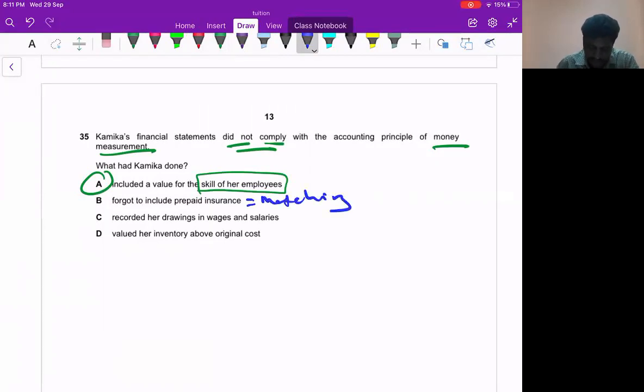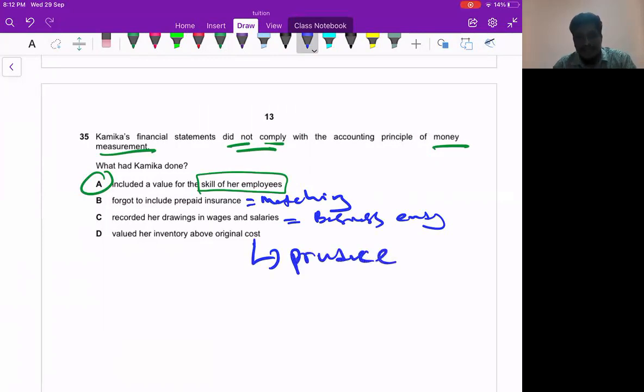Forgetting to include the prepaid insurance is related to matching. Recording her drawing in the wages and salary is the business entity. Valued inventory at above the original cost is prudence. You should not overvalue the asset. It's prudence. So the answer is A. Okay, we have discussed all the paper.